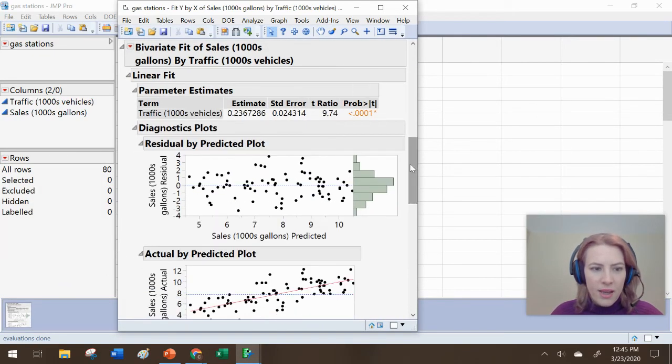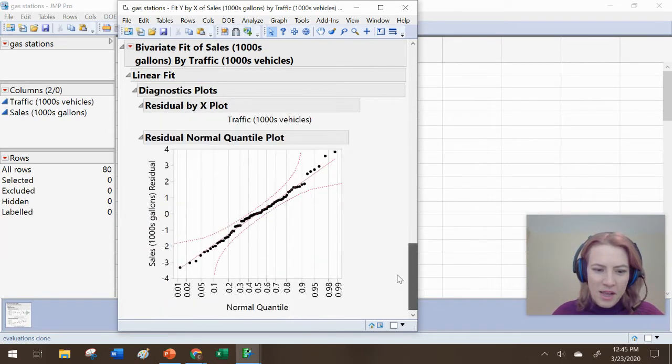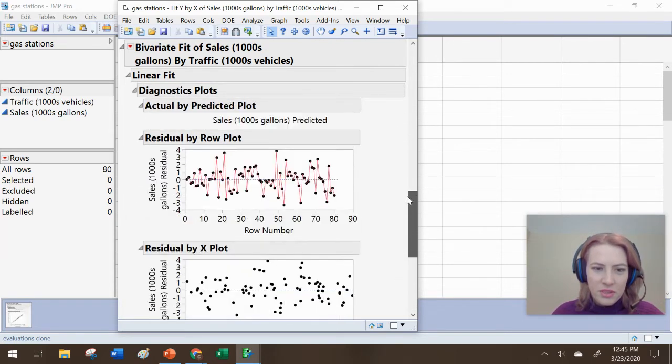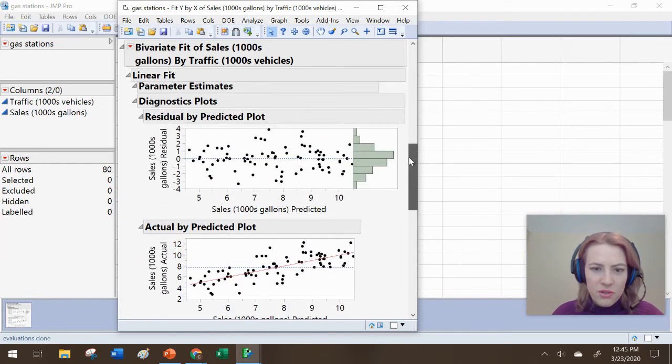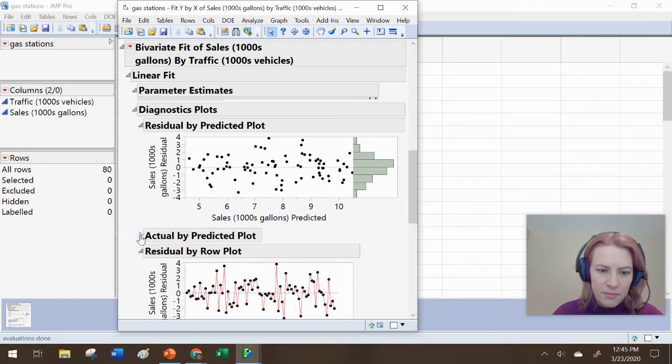So in this section called diagnostic plots, there'll be 5 new plots, which can be a little overwhelming at first. If we want to clean this up a little bit, we're only going to use the first, third, and fifth. So you can minimize the second and the fourth by clicking on the little gray triangle next to them.